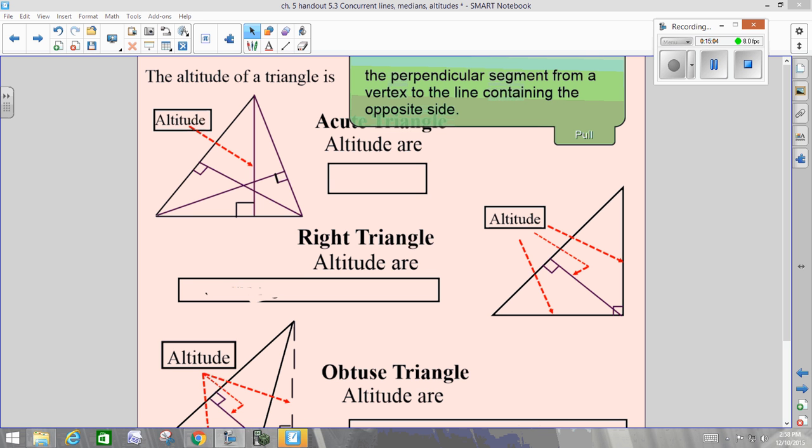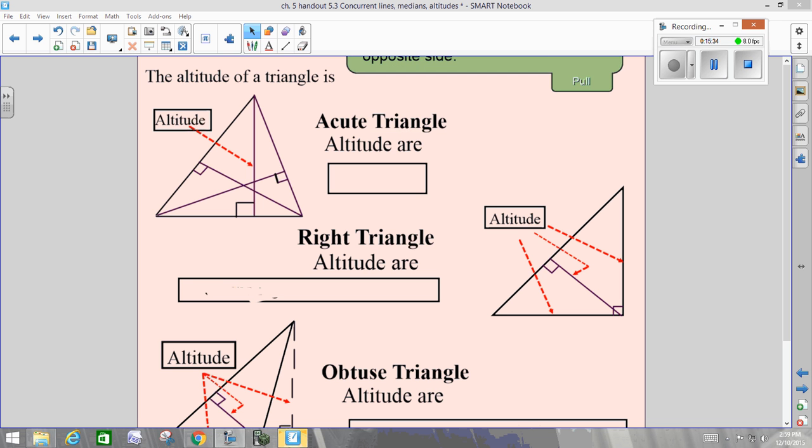When you hear the word altitude, what do you think of? Height, good. Talk about the altitude of a plane. How high is a plane? Altitude of Harnett Peak, how high does it go? Okay. Since altitudes start at vertices, how many altitudes will a triangle have? 3. Good.